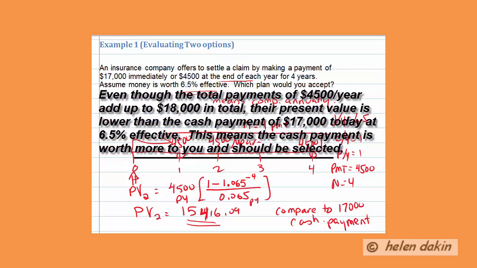So we've received $18,000 in payments over time for the second option versus one single $17,000 payment made immediately, today. Still, the $17,000 represents a higher present value than the other option. That's what the present value formula does for us. It helps us to make an analysis where we can compare everything on the same basis.